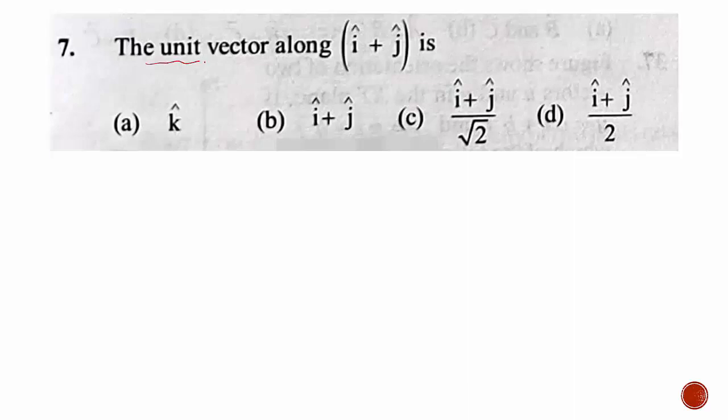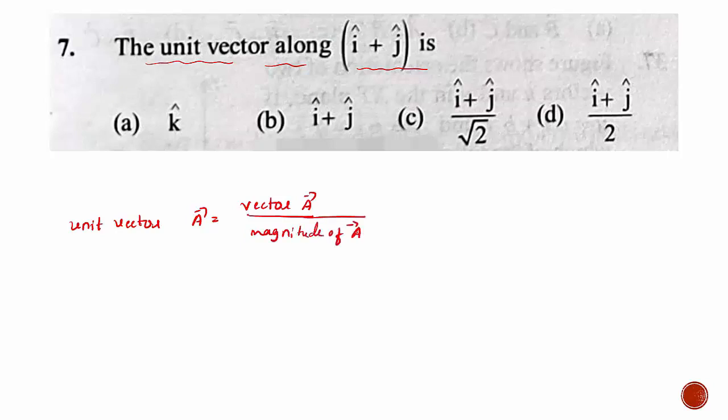Seventh question. The unit vector along i cap plus j cap is? The unit vector along i plus j. We know that the unit vector is given by the expression: we can take the direction of A, which is vector A divided by magnitude of A. Or we can write vector R divided by mod of R. In general I am going to use the equation unit vector equal to vector R divided by mod of R. This is according to unit vectors.